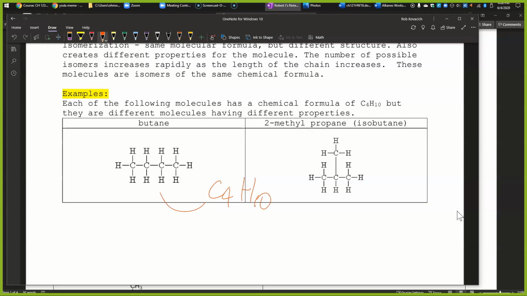Because C4H10 applies to that and applies to that. And the rules are carbon makes 4 bonds, hydrogen makes 1 bond, start putting stuff together. So I did. And the one on the left, I just connected it up in a straight line, and the one on the right, I didn't. I made a 3 carbon chain, and then I have another 1 carbon chain hanging off of it. So these are structural isomers. They are physically connected to each other differently, which is why they're structural isomers.